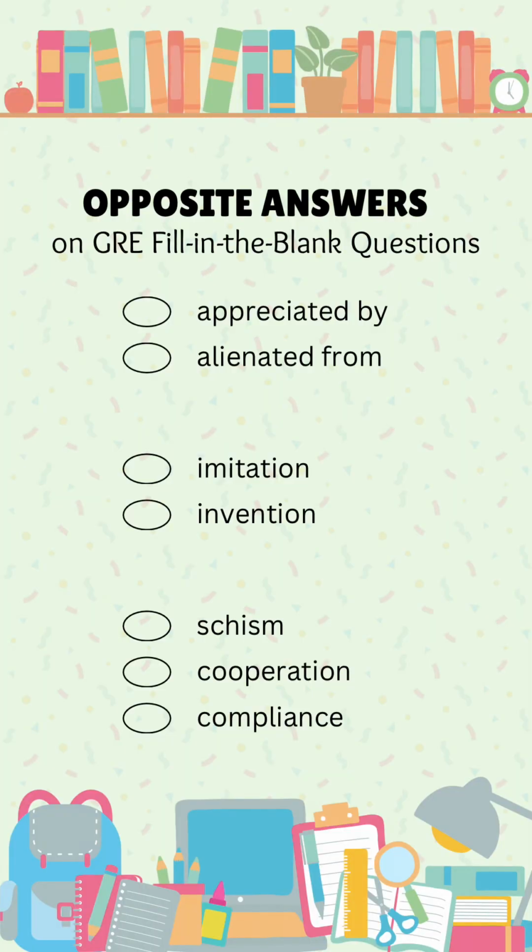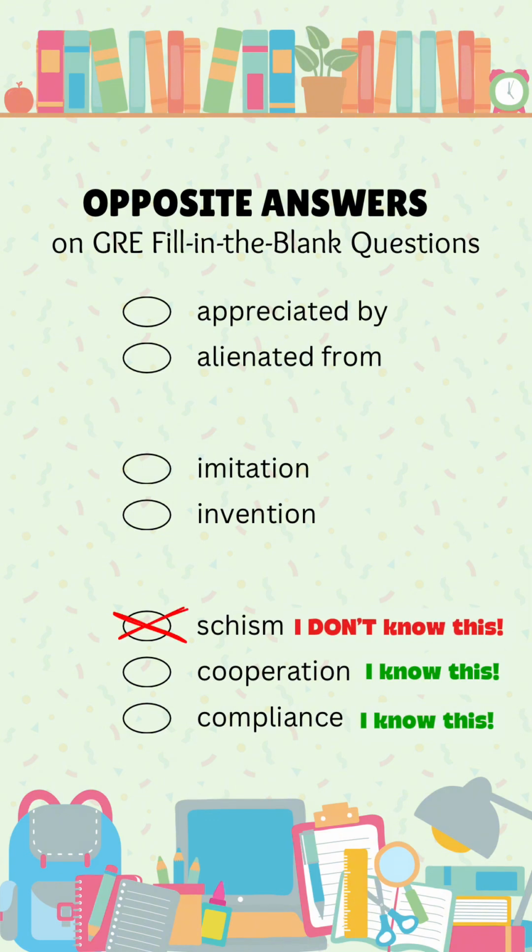So why do the test makers do this? Do they really think you're that dumb that you're going to pick an answer meaning sad when you're looking for one that means happy? Well, yeah, they do, based on what other test takers who have come before you have done. They know that you know the meaning of the word cooperation, and they think you probably know the meaning of the word compliance. But the test makers are betting that you don't know the meaning of the word schism, and because you don't know it, you won't pick it as the correct answer.